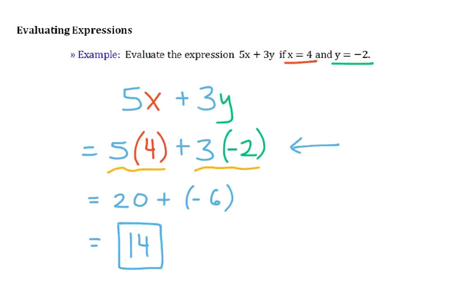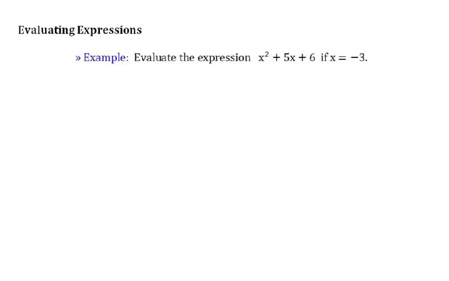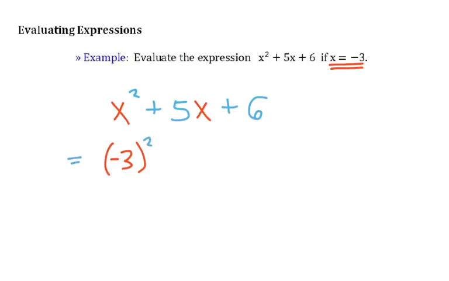We'll just try one more here. This one gives us the expression x squared plus 5x plus 6. So we are told that anytime we see an x, we can replace it with a value of, looks like negative 3 this time. So I'm just writing down the expression we were given, and then my next line, anytime I see an x, I will replace it with negative 3. So I'll have negative 3 being squared, plus 5 times negative 3, plus 6.